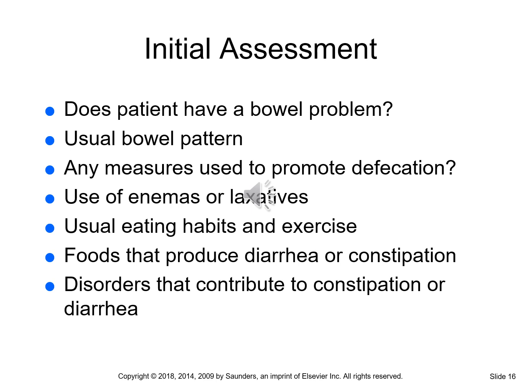What are their usual eating habits and do they exercise? So we're trying to see, do they eat a high fiber diet, drink plenty of fluids, things like that. Exercise, because remember we said inactivity can increase your risk for constipation. What kind of foods are they eating? Are they eating foods that produce diarrhea or constipation, and any disorders that might contribute to constipation or diarrhea?